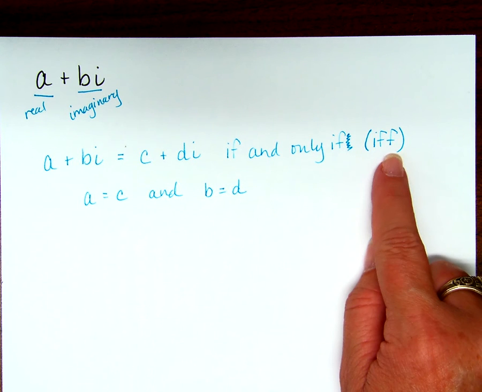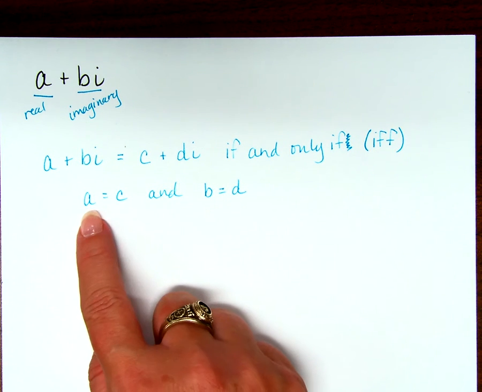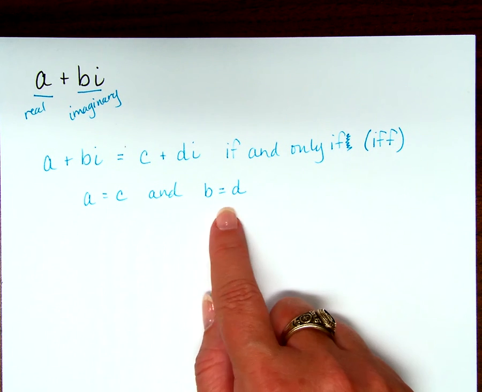The reason it says if and only if is because it could also say c equals a and d equals b, right?